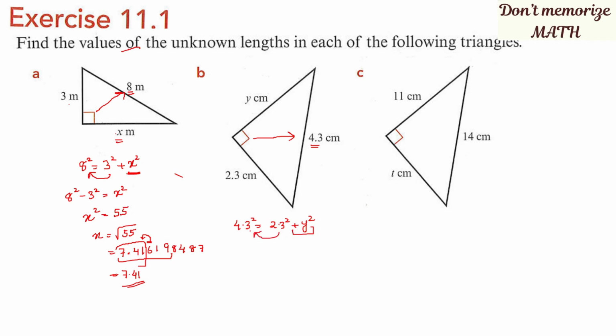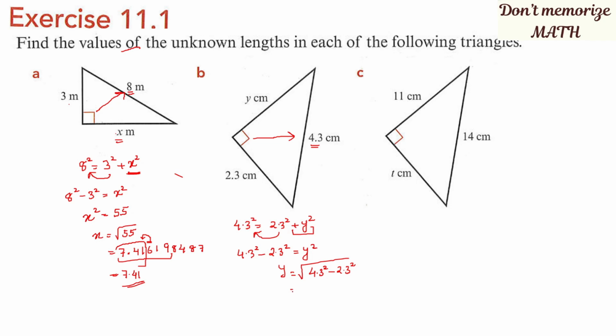So keep the y here, move 2.3 square. It is positive 2.3 square, right? So when you move to the left side or right side, positive will become negative, negative will become positive. So we'll get 4.3 square minus 2.3 square equals y square. So y will be square root of 4.3 square minus 2.3 square. Okay, so use the calculator. Square root of 4.3 square minus 2.3 square. So you will get 3.